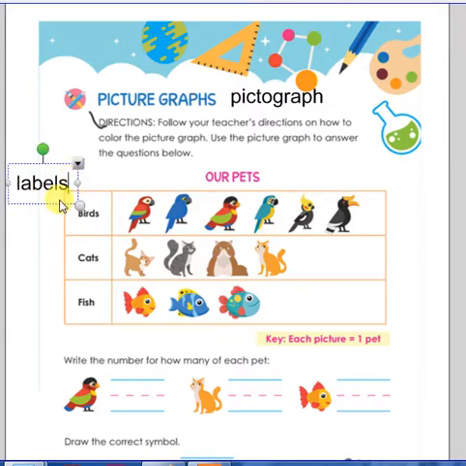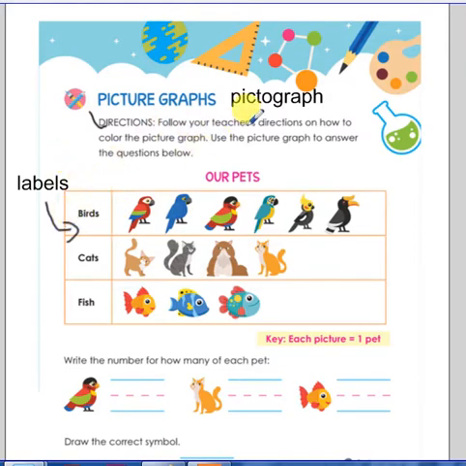Where are the labels in this pictograph? Labels are here. This is called labels. Birds, cats, and fish. These are the labels of the pictograph. I put these labels inside the box.